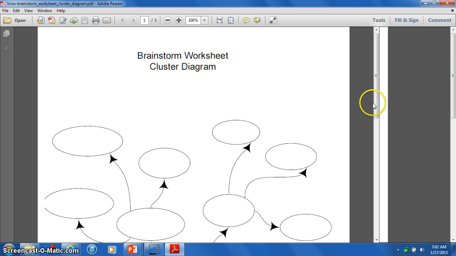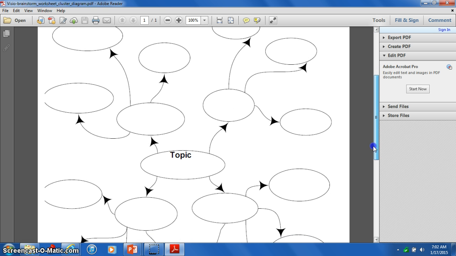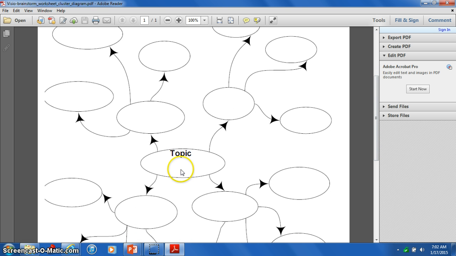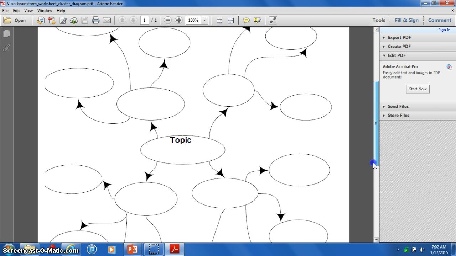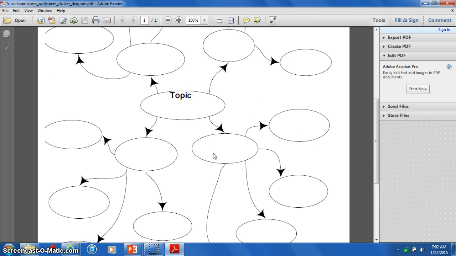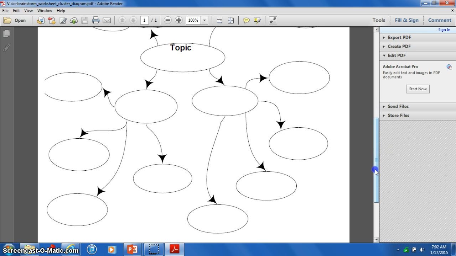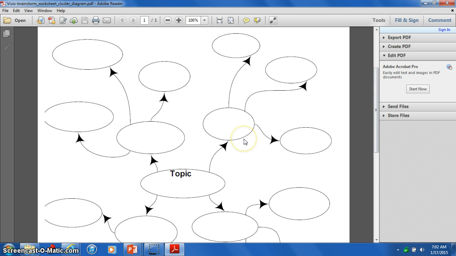So your brainstorming work cluster diagram, you will include your topic in the middle. Above your topic, you are going to put the pros for your topic, and then below you're going to put your cons for your topic. You will include several main ideas and research that supports both your pros and your cons.